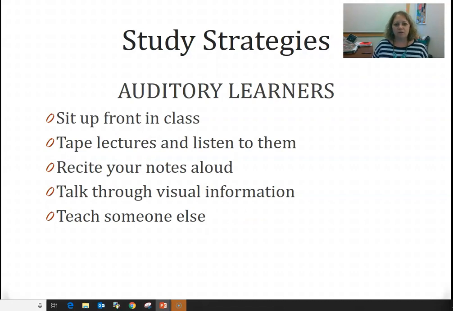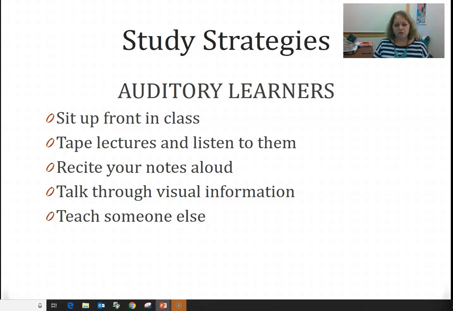All right, so auditory learners: sit up front in the class. And what we'll talk about eventually in listening skills is sitting in what's called the T-zone, so up front and down the middle, so that you can really focus in on what is being said. If you're in a traditional classroom, that is; if you're online, obviously, you're sitting up front. You can ask to tape lectures so that you could listen to them later, but you need to ask the instructor. Some instructors may say no, and you need to respect that.